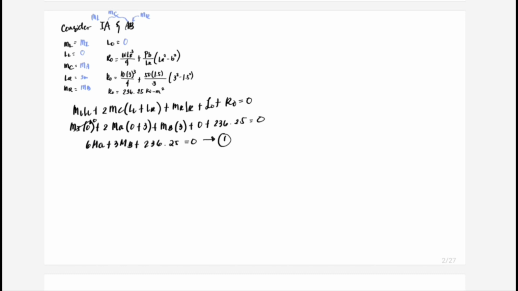Sa pangalawang span naman, we have consider ang ating AB, kung saan tayo nag-stop kanina, which is dito, AB. Ang susunod naman na span dyan is BC. So, mapapansin nyo rito, this is our moment left, moment center, and moment right. Okay? So, ilagay na natin dito, ML, MC, MR. So, copy lang natin yun nandyan. We have MA, MB, and then MC.